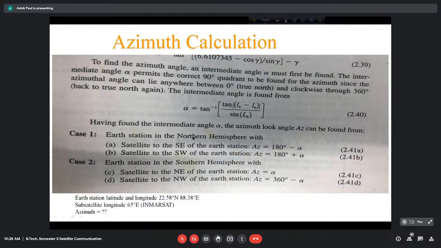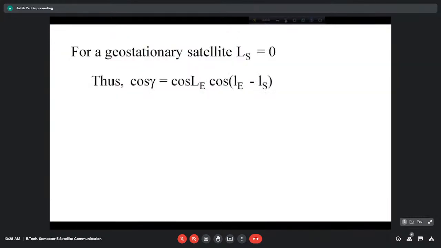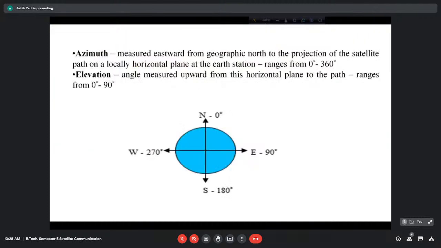And if your station is in the northern hemisphere and the satellite is southeast of your Earth station, then the azimuth becomes 180 minus alpha, which is the intermediate angle. And if the satellite is southwest of the Earth station, it becomes 180 plus alpha. And if your Earth station is in the southern hemisphere, then of course all these things that we had talked about, locating a satellite with respect to India, will reverse.